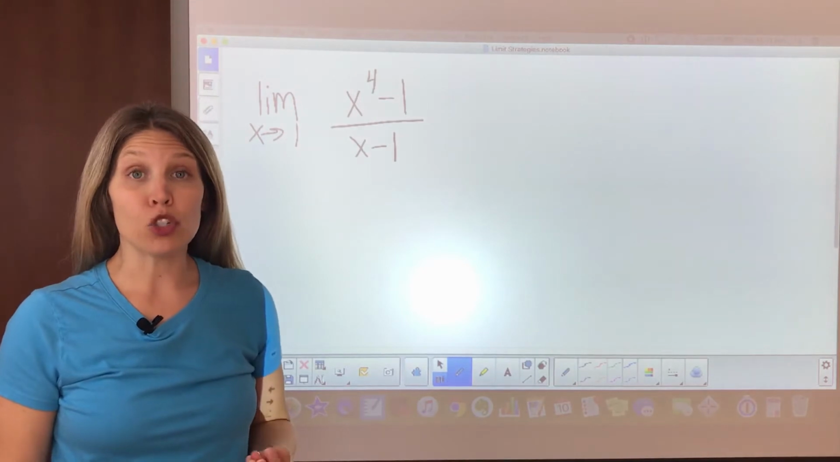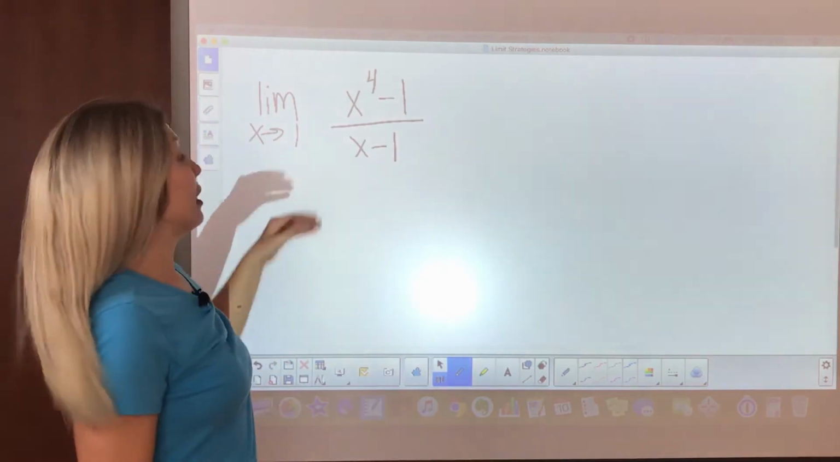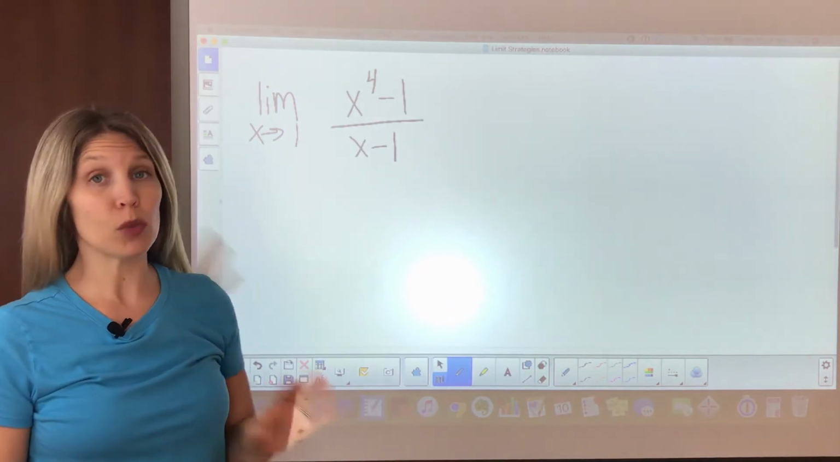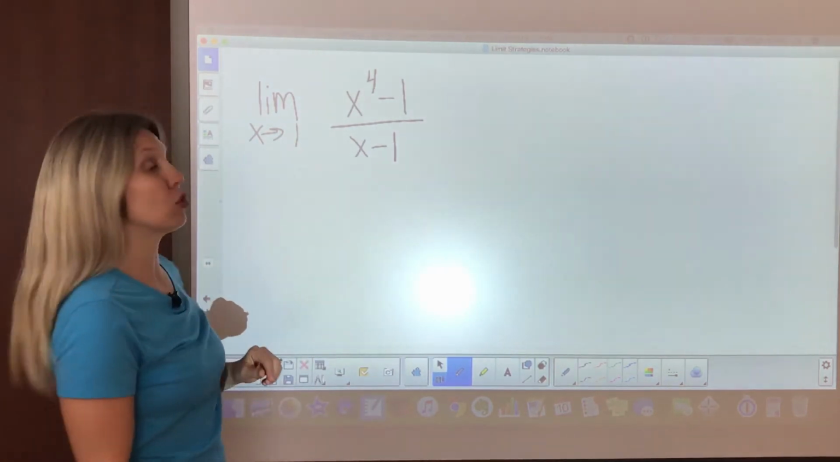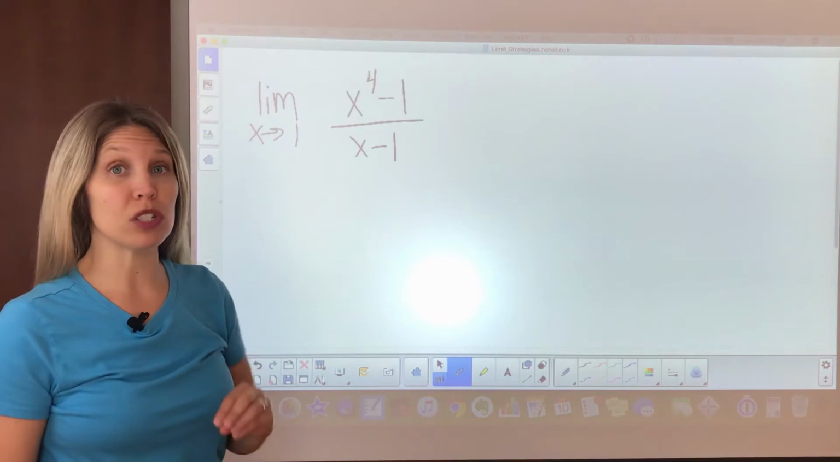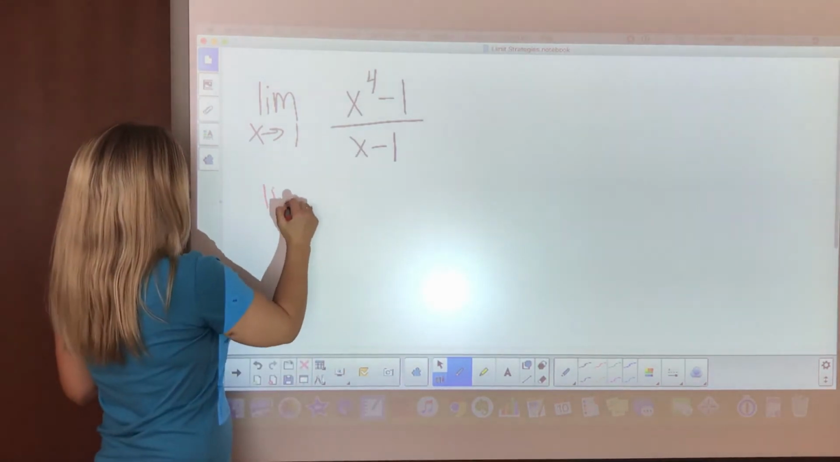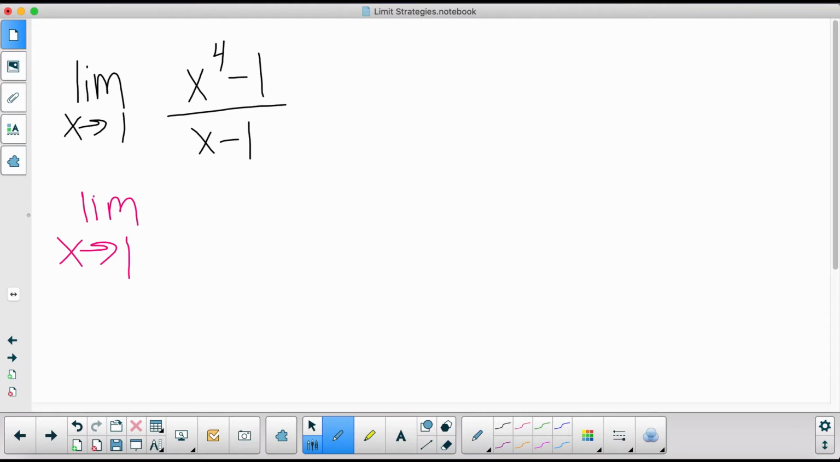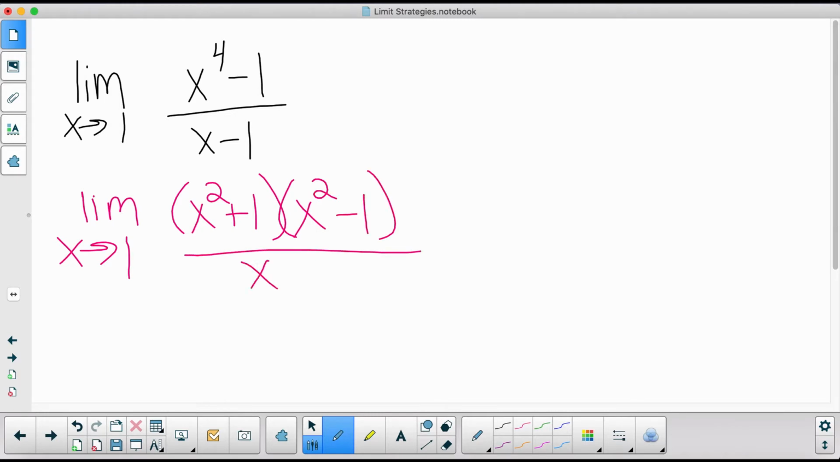Now let's try a trickier factor problem. You can easily look at this problem and see that we're going to have a 0 in the denominator, so that's no good. So we must go ahead and try our second strategy, which is to factor. So rewrite the limit as x goes to 1. In the numerator, we're going to have (x squared plus 1) times (x squared minus 1), over x minus 1.